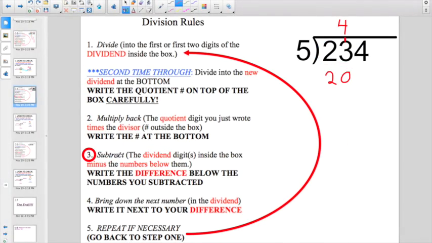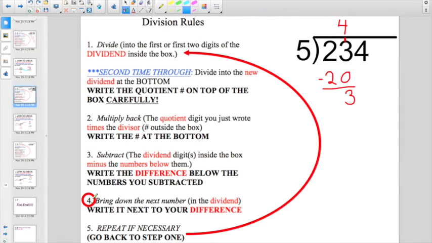We are getting ready for step 3, subtract. The dividend digits inside the box minus the numbers below them. We are dividing into 23 to start off with, and we wrote 20 below it. So now we have to ask ourselves, what is 23 minus 20? That answer would be a 3, and I'm going to write it nice, neat, and straight right underneath there.